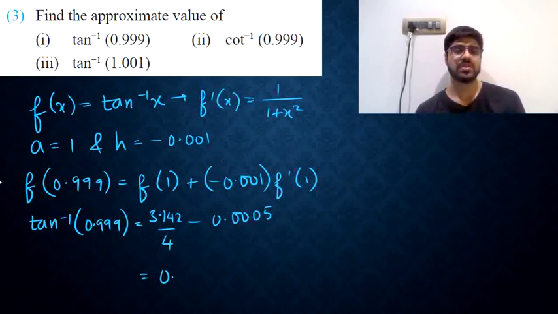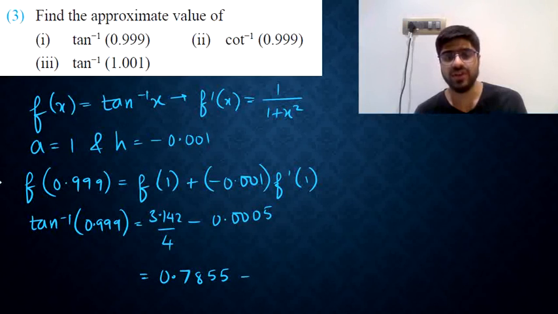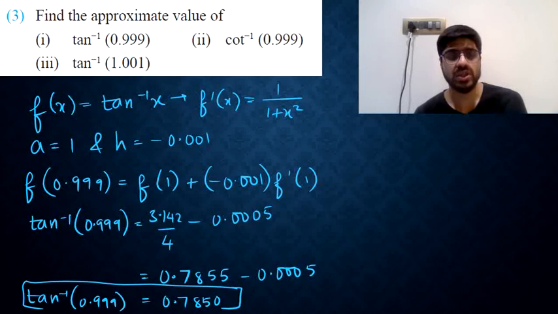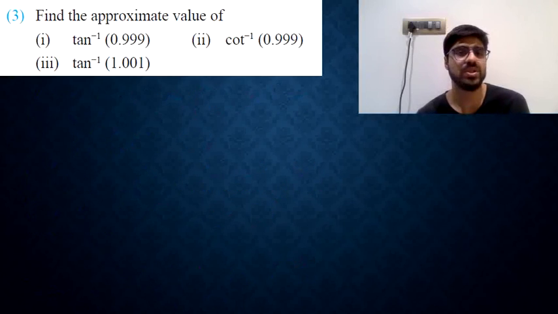So this gives us 0.7. Then there's a 34. So that will be 8. And then there's a 22. So there will be a 5. And then there's a 20. So 0.7855 minus 0.0005. So tan inverse 0.999, the approximate value for it is 0.7850. Yeah, so that's how we are answering this question, and similarly we will answer the next question.